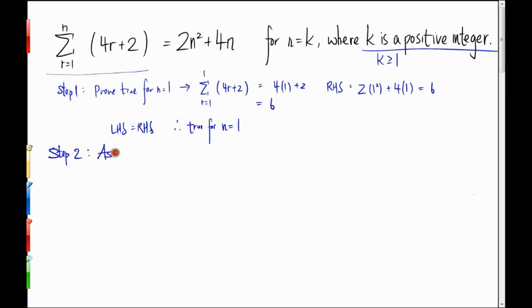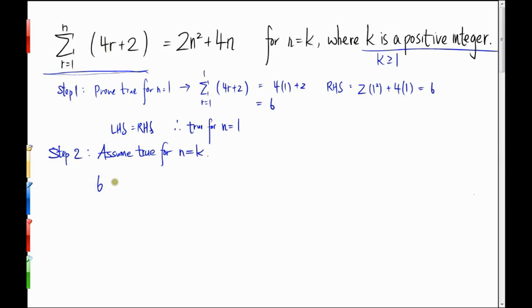Step 2 was assume true for n equals k. Now instead of writing this funky E, the summation sign, I'm just going to expand it out. That way it's going to be a lot clearer. So assume true for n equals k. So what that left hand side actually is, you put 1 in first. If you put 1 in, as we know, it equals 6.